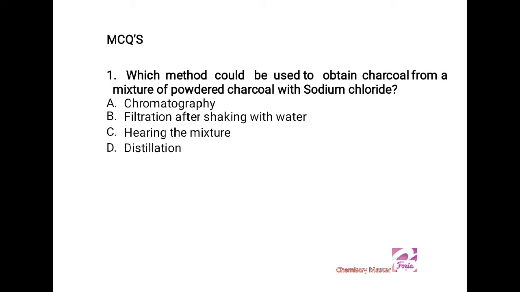The worksheet begins with the multiple choice questions, and the very first is: which method could be used to obtain charcoal? You know what charcoal is? Charcoal is pure black carbon, from a mixture of powdered charcoal with sodium chloride. Sodium chloride is an ionic compound which is a white crystalline solid. And first we see how we are going to separate these two solids.